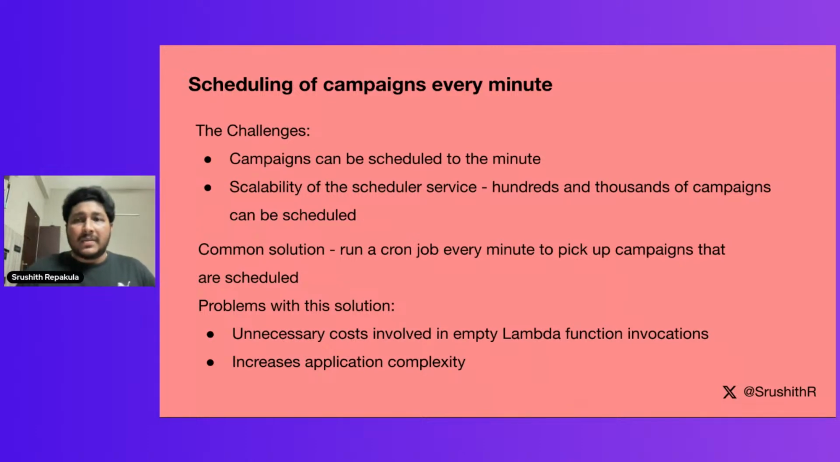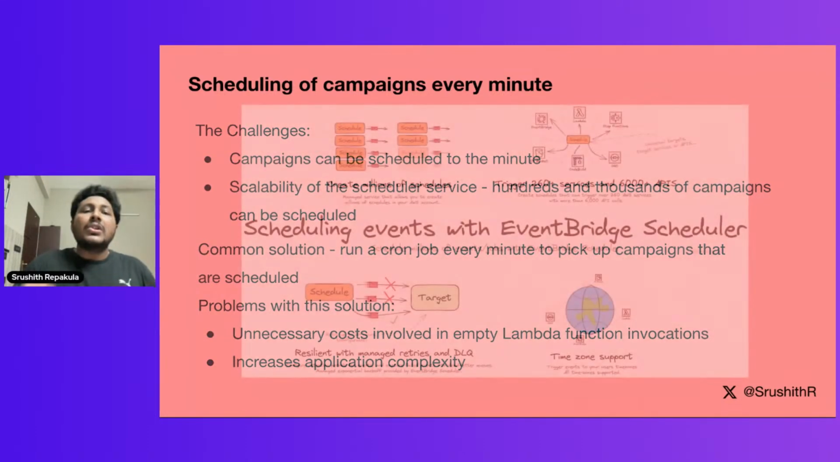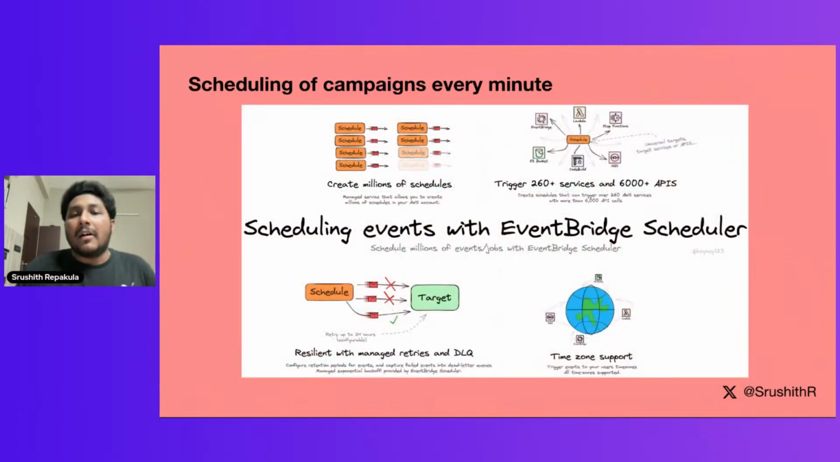But there are certain problems with it. Because you're running it every single minute, you are obviously incurring cost for running the cron job, the Lambda function that is picking it up and trying to process it, even when there are no campaigns to process, right? And it also increases the application complexity, because you have to write cron jobs, and you have to maintain them, and all sorts of things. So that is where EventBridge comes into the picture.